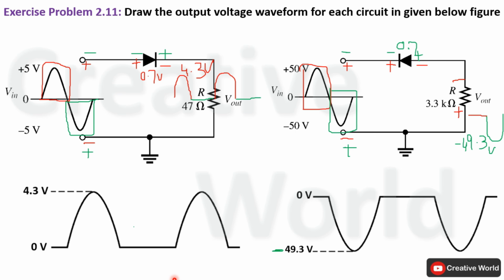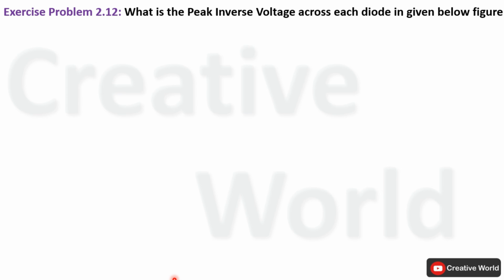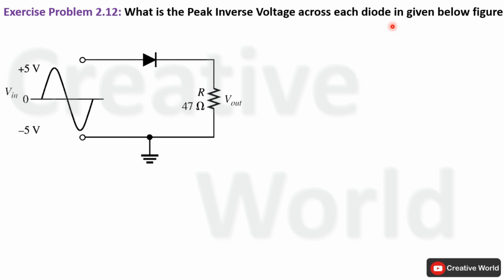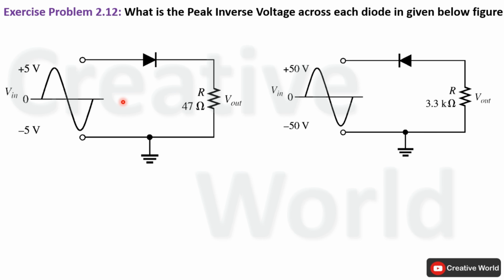Now move towards the next problem, 2.12. What is the peak inverse voltage across each diode in the figure given below? This time we have to find out the peak inverse voltage across diodes in both circuit diagrams. We will start from here.